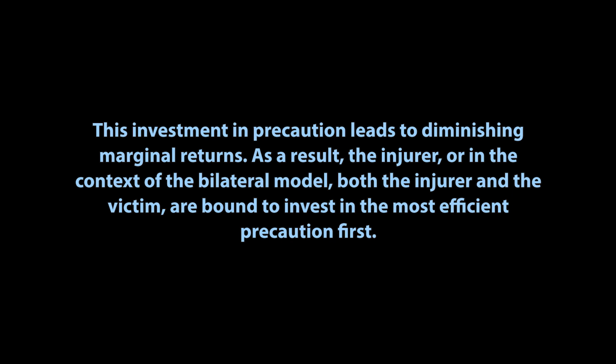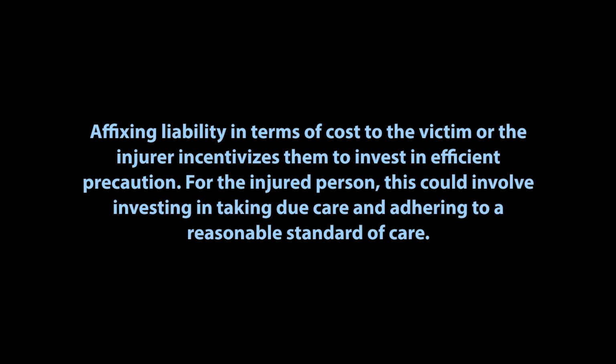This investment in precaution leads to diminishing marginal returns. As a result, the injurer, or in the context of the bilateral model, both the injurer and the victim are bound to invest in the most efficient precaution first. Affixing liability in terms of cost to the victim or the injurer incentivizes them to invest in efficient precaution. For the injured person, this could involve investing in taking due care and adhering to a reasonable standard of care. Ensuring efficient precaution aims to decrease the likelihood and severity of accidents, a concept also known as the deterrent nature of tort law.